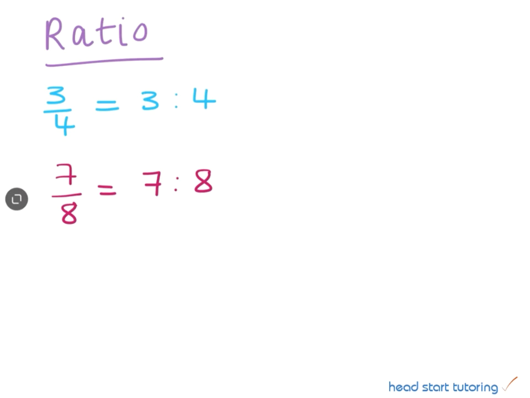So as you can see, these are quite simple. We just need to have an understanding of ratios being similar to fractions. So 9/10 will be equal to 9 to 10 as a ratio, and 5/6 will be equal to 5 to 6 as a ratio.